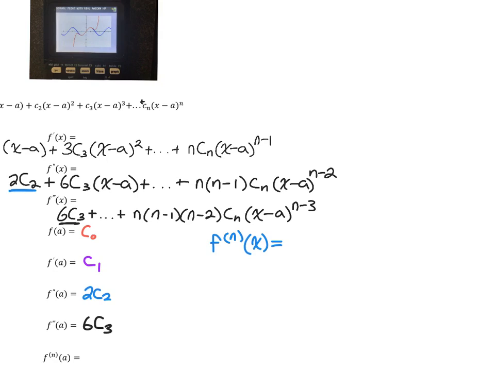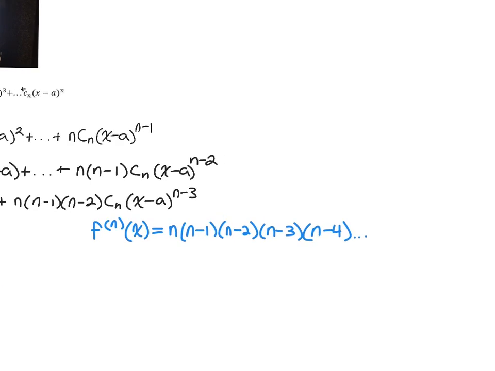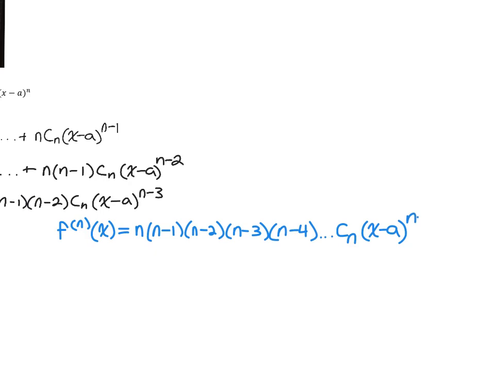n times n minus 1, n minus 2, n minus 3, n minus 4, and so on. We would, in every case, have a c sub n. And then eventually, if we were able to get to the nth term, we would follow that up with an x minus a to the n minus n power. Because I will have taken the nth derivative.